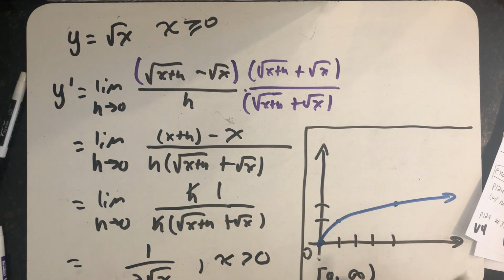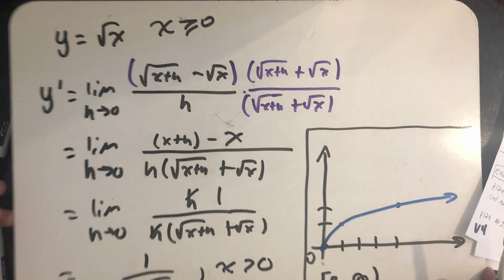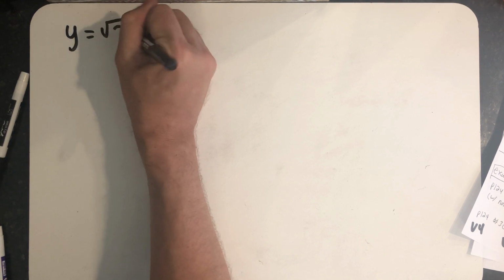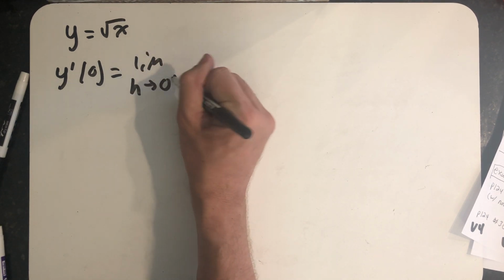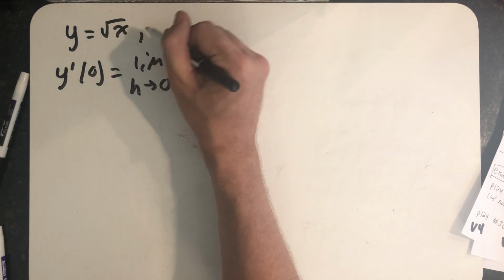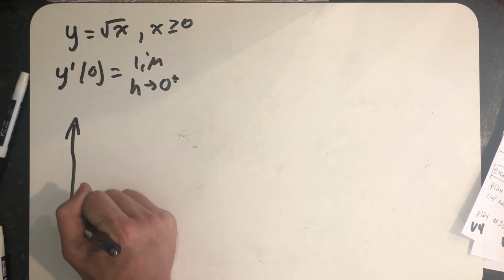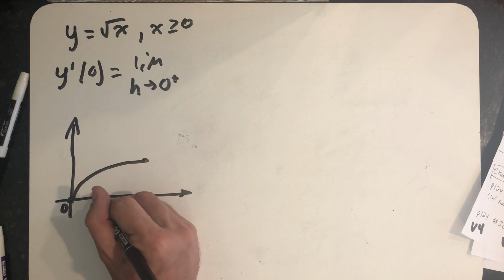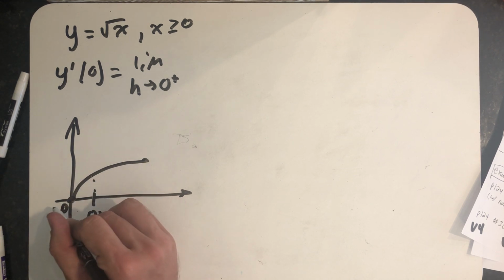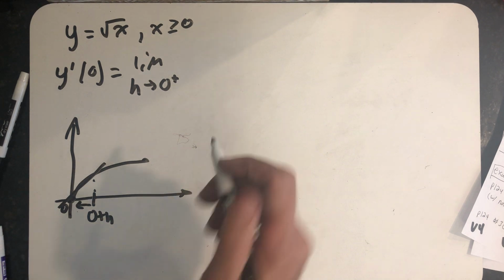If I'm going to try to calculate the derivative here, I need to be taking a derivative from the right-hand side. So let's do that. So y is equal to root x, and I want to find y prime of 0. But I only get to approach 0 from the right-hand side because of the domain. Better said, h only gets to approach 0 from the right-hand side because of the domain. 0, coincidentally, is my x, and then 0 plus h would be this other value out here. h can tend towards 0 only from the right-hand side as those 2 points get closer and closer together.